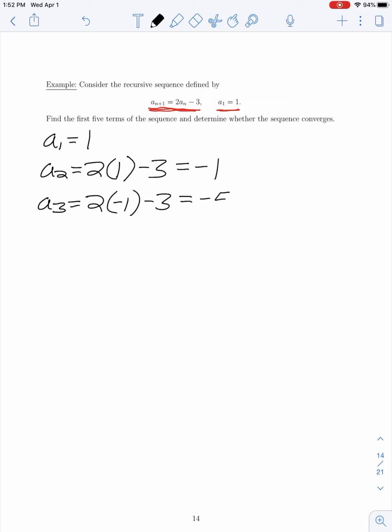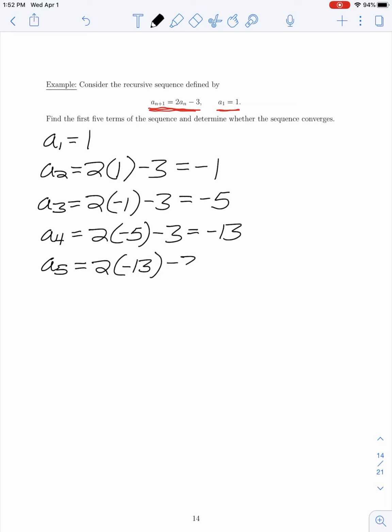Now to get the next term, a3, we again apply our recursion. We have 2 times the previous term, which was negative 1, minus 3, which gives us negative 5. Then to get the fourth term, a4, we would take 2 times the previous term, which was negative 5, minus 3, which gives us negative 13.